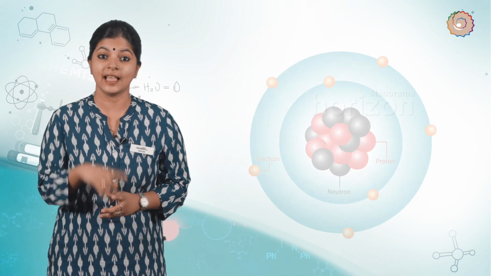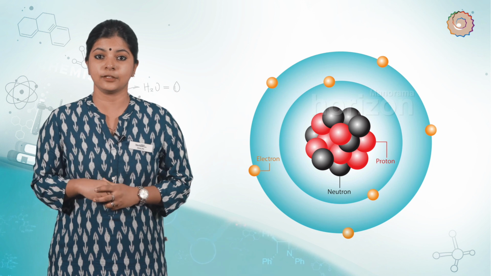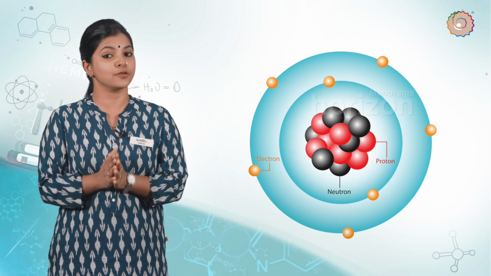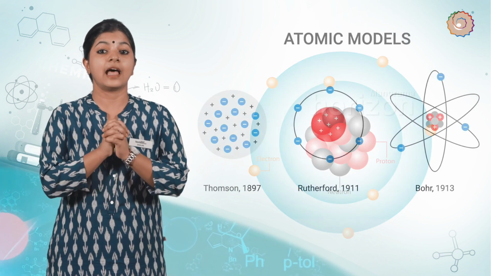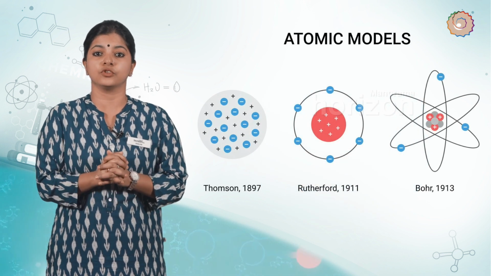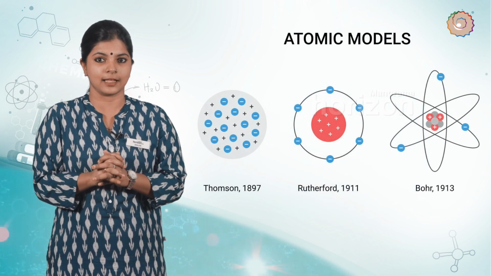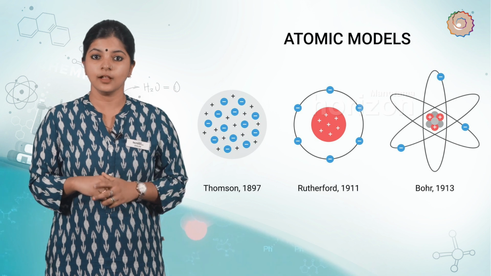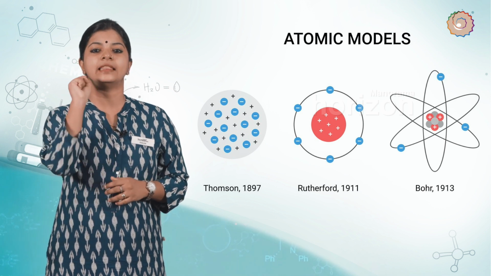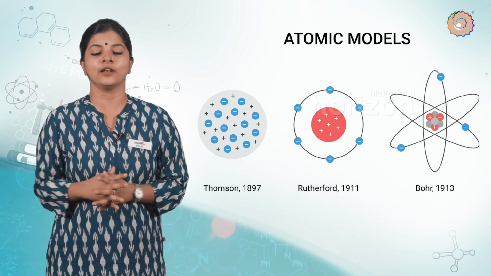So to summarize, atoms have three types of subatomic particles. They are the electrons, protons and the neutrons, and the different models that were proposed to explain the structure of an atom were Thomson's model, Rutherford's model, and then came Bohr's model of an atom.